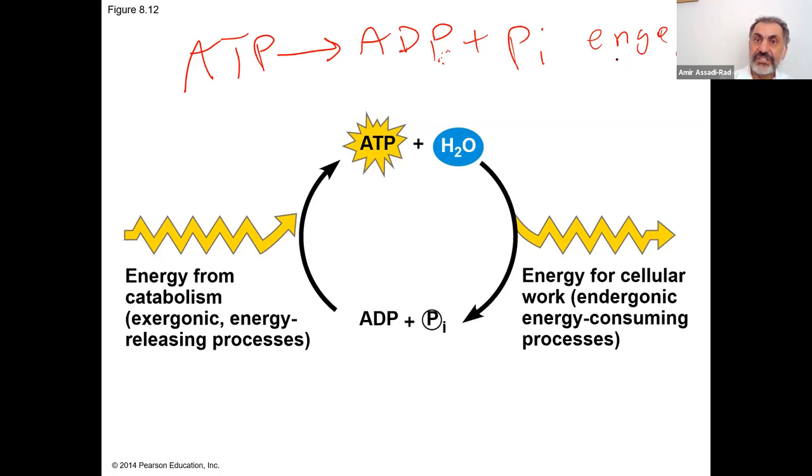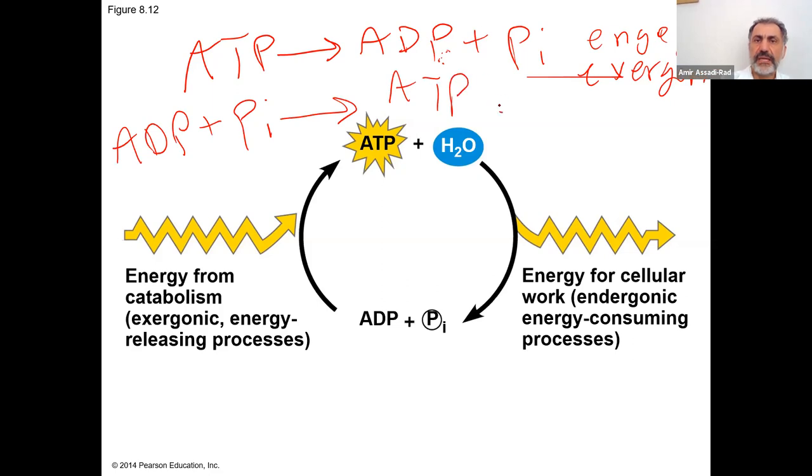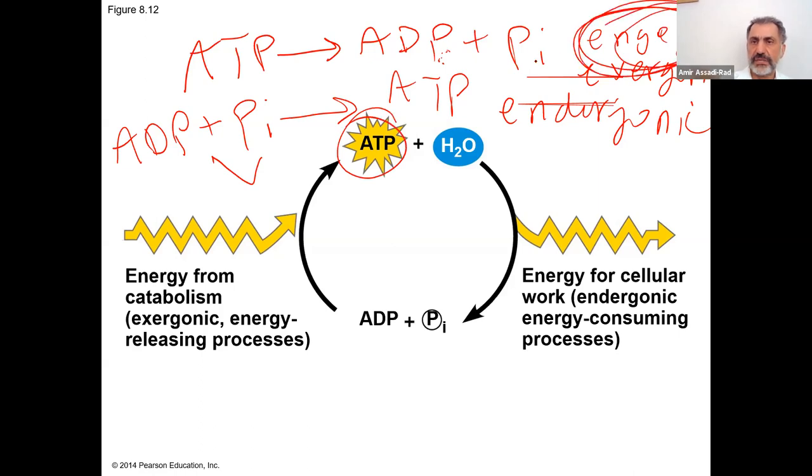Okay, so when it releases energy, then this reaction is exergonic. It happens in the cell: when you add phosphate to ADP, it becomes ATP, which is an endergonic reaction, okay? And then, Amir, do we need some energy to put these two together? Yeah, of course, you do need some energy, but the amount of energy you need to put ADP and Pi together is not as much as the energy that is released right here. It's lesser. Anyhow.